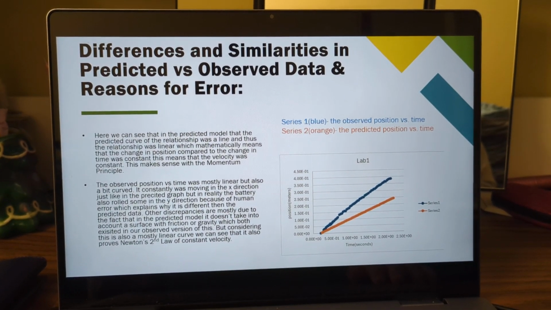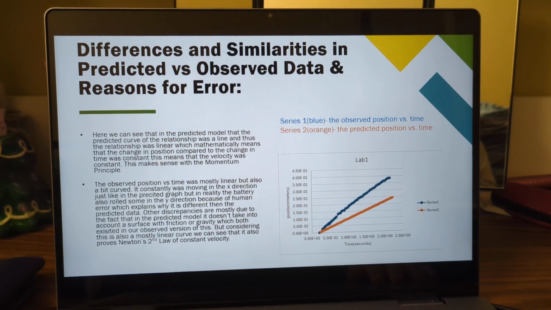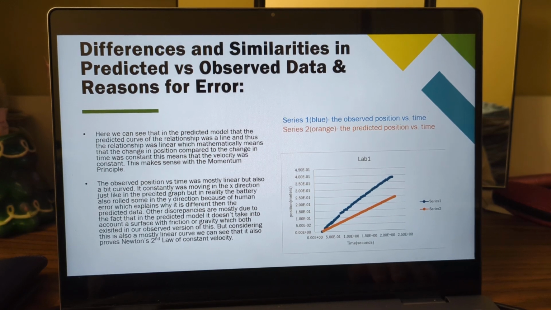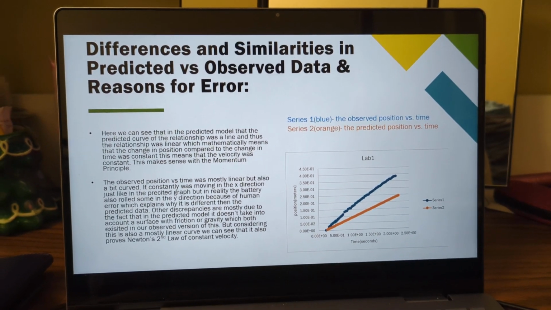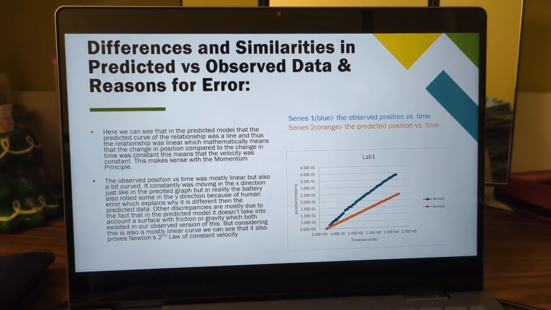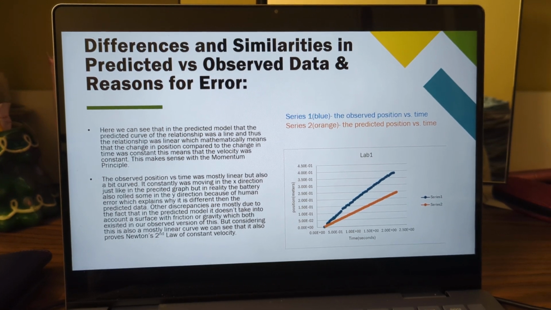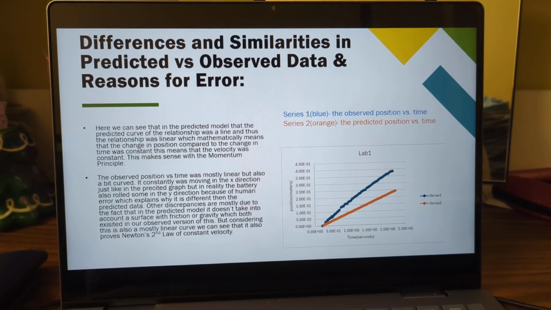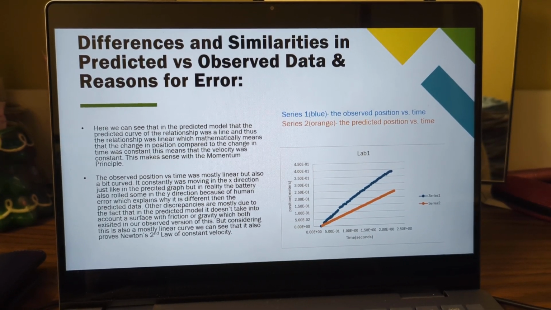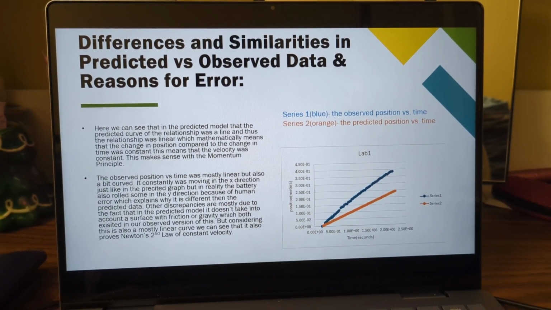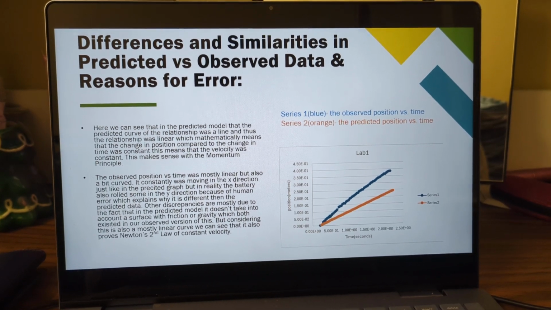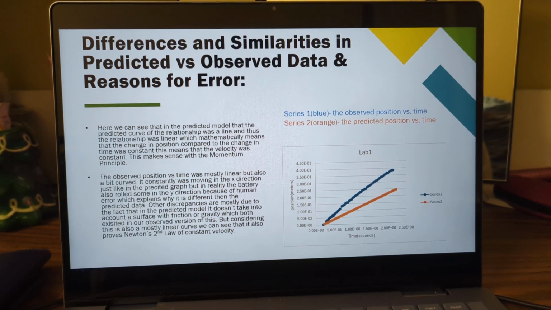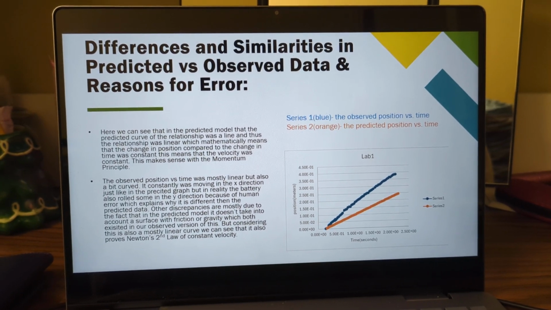Some differences and similarities. Here we can see that in the predicted model, the predicted curve of the relationship was a line, and thus the relationship was linear, which mathematically means that the change in position compared to the change in time was constant. This means that the velocity was constant, which makes sense with the momentum principle. The observed position versus time was mostly linear, but also a bit curved. It constantly was moving in the x direction, just like in the predicted graph, but in reality, the battery also rolled some in the y direction because of human error, which explains why it was different than the predicted data.